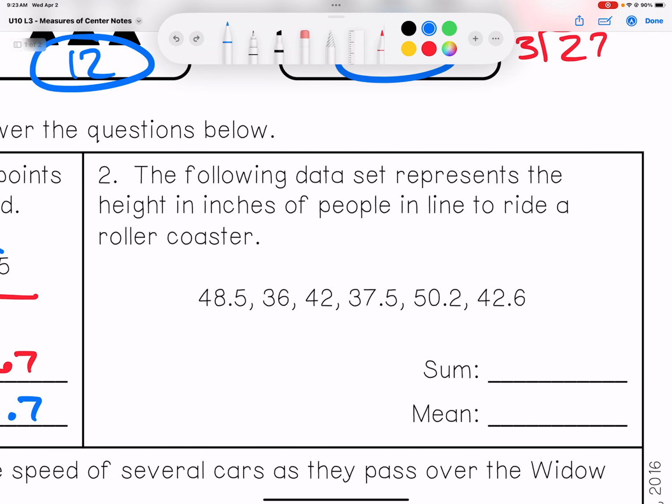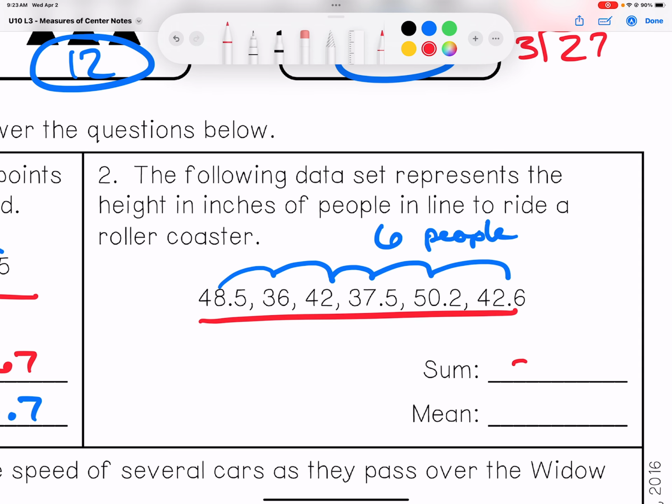The following data set represents the height in inches of people in line to ride a roller coaster. So we can go ahead and count them up. 1, 2, 3, 4, 5, 6. There's 6 people. What is the total if you add all of them up? When you add them up, you're going to get 256.8. And then you're going to divide your sum by how many people, and you're going to get the mean, which is 42.8. So you take the sum and divide it by people to get the mean.